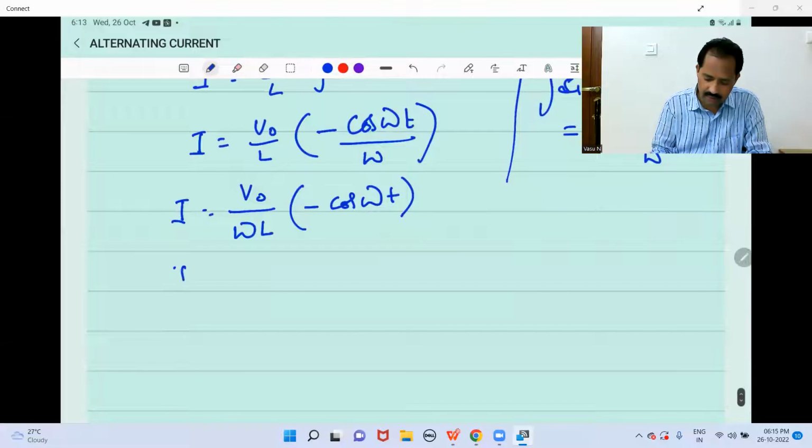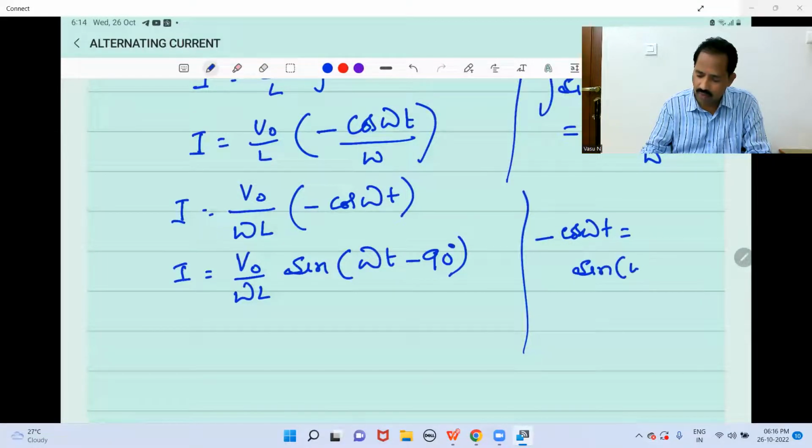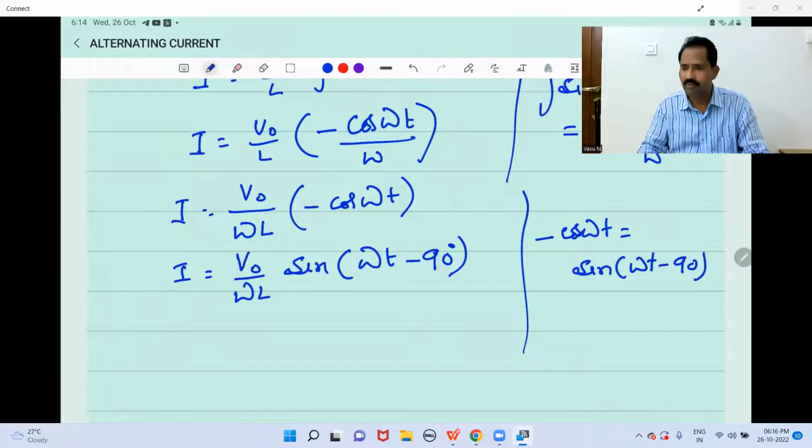In the next step I can write V0 by omega L, this minus cos omega t, as sin of omega t minus 90 degree, because minus cos omega t is equal to sin of omega t minus 90, because sin of 90 minus theta is cos theta. So sin of minus theta, you should know, gives minus, so we can write it. So minus cos omega t is sin of omega t minus 90, since sin of 90 minus theta is cos theta. Writing it this way is not wrong.